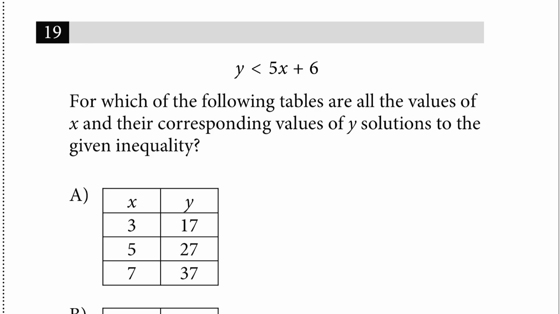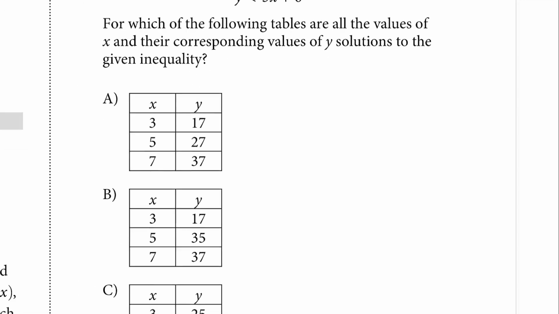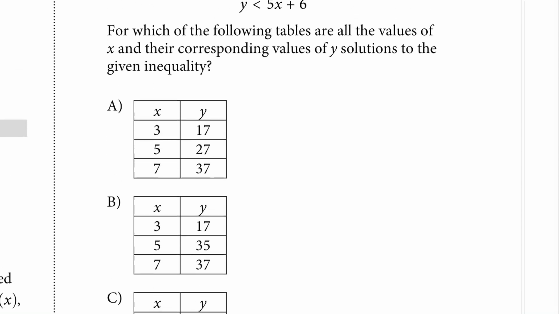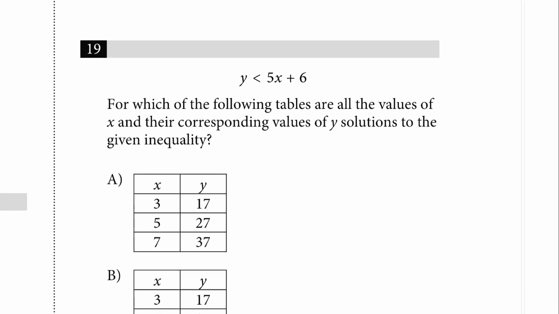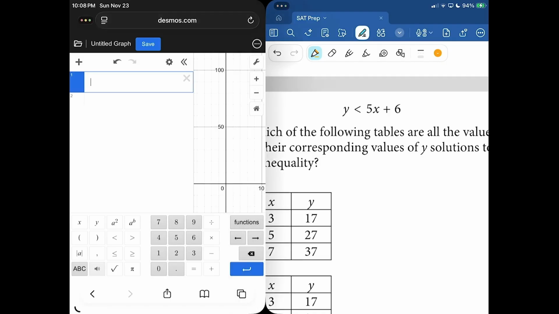The first option is to go ahead and plug in all of these values and see which one corresponds. The second one is to use Desmos, look at the graph, and then compare that to the table. And that route is the one that I'm going to take. I think it's a little bit faster that way. Here's Desmos. So what we're going to do is plug this in. Y is less than 5x plus 6.